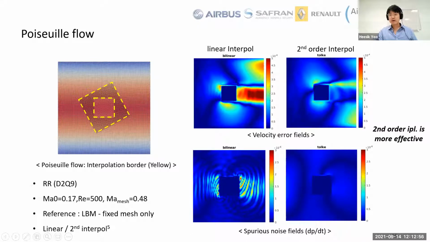And I also studied the error of the spurious noise. Here I define the noise as a fluctuation of pressure. It shows that the spurious noise is generated at the border and propagates through the field. And when I increase the order of interpolation, it suppresses the spurious noise. Actually, the amount of improvement is larger in the spurious noise compared to the velocity when I increase the order of interpolation.